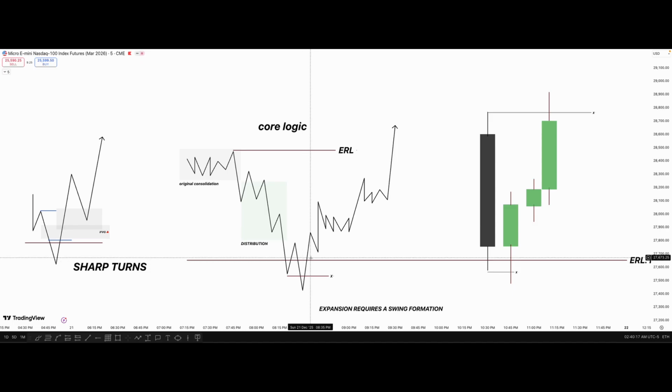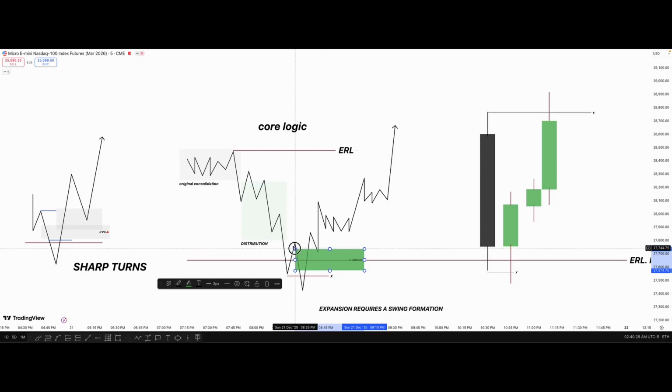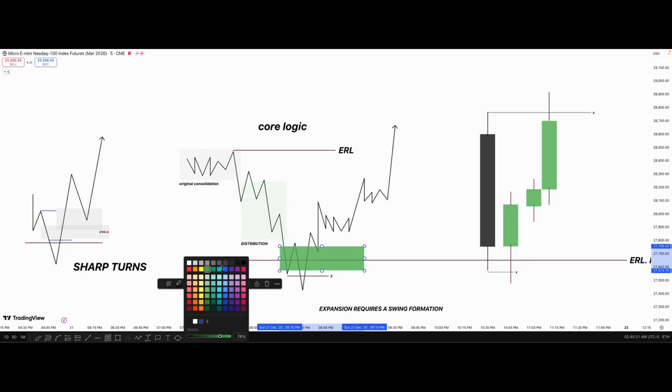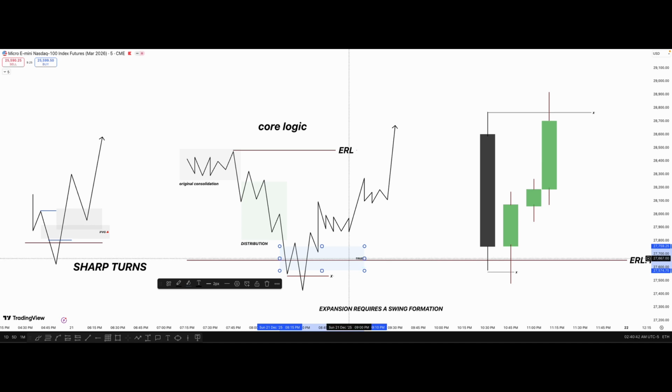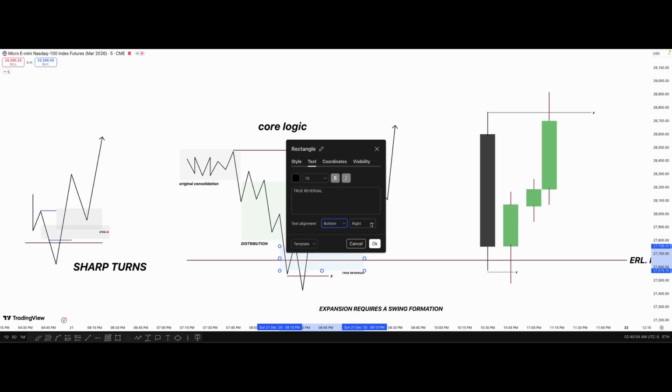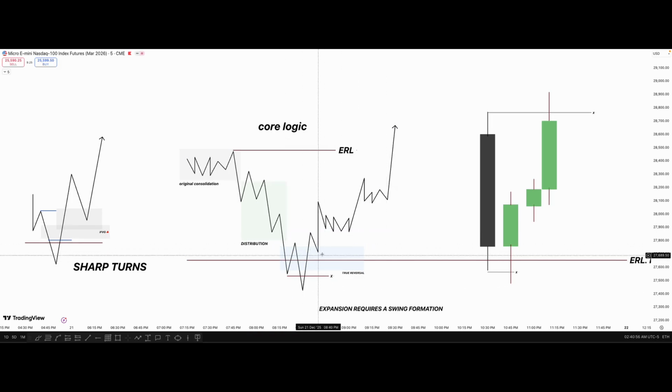Because this is a very early phase in the market. This is where the true reversal happens, right? So this area you can just understand via a motive that the price wants to reverse, right? This is where your true reversal happens, all right?